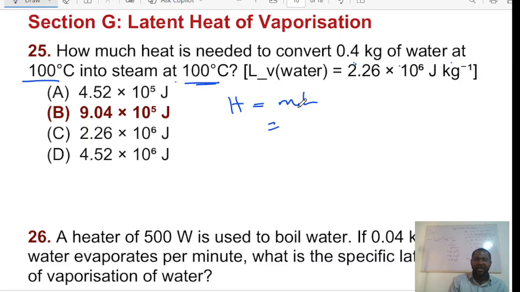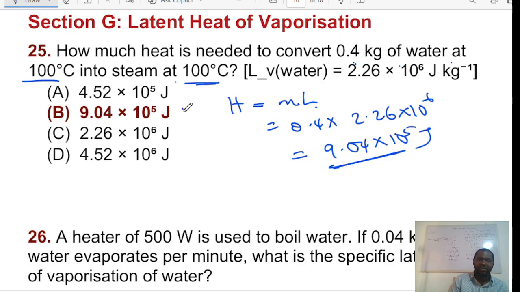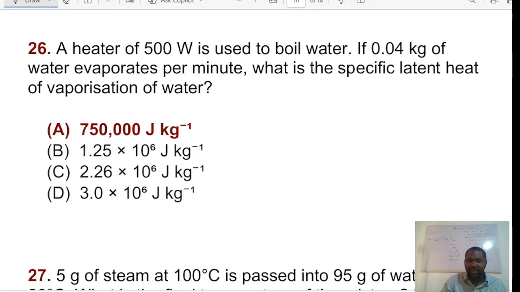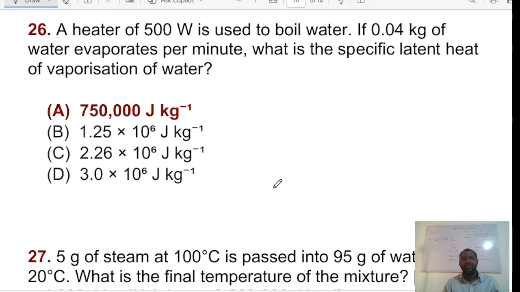Okay, so the mass of water is 0.4. The latent heat is 2.26 times 10 raised to power 6. And I guess that gives us 9.04 times 10 to the power 5. That's the answer to that question, joules. B. Okay, quite straightforward. Now the next one says a heater of 500 watts is used to boil water. If 0.4 kilogram of water evaporates per minute, that means every minute you have 0.04 kilogram of water evaporating per minute. What is the specific latent heat of vaporization of water?